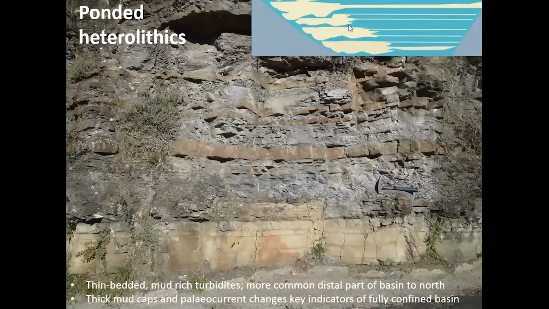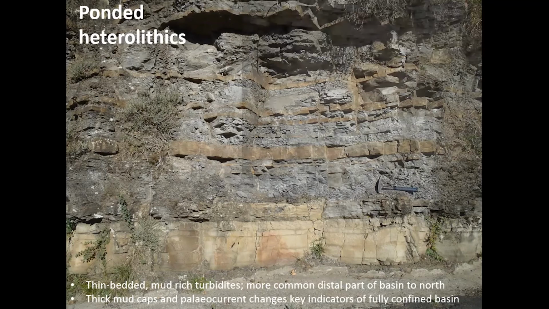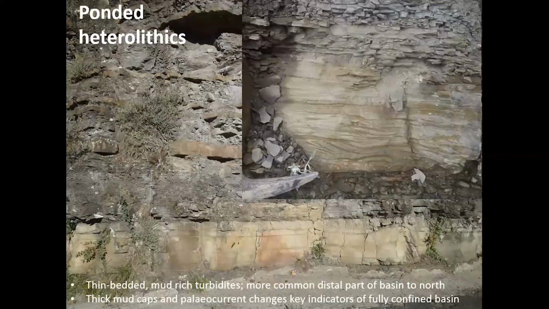Also present across the basin are thinner bedded, more mud-rich intervals, which do become more prevalent towards the northern end of the basin. These have a range of structures within them, indicating some potential reflected flow structures, such as this beautiful example here, and often have thick mud caps, indicating that they were deposited in a fully confined basin and were feeling nearby relief.